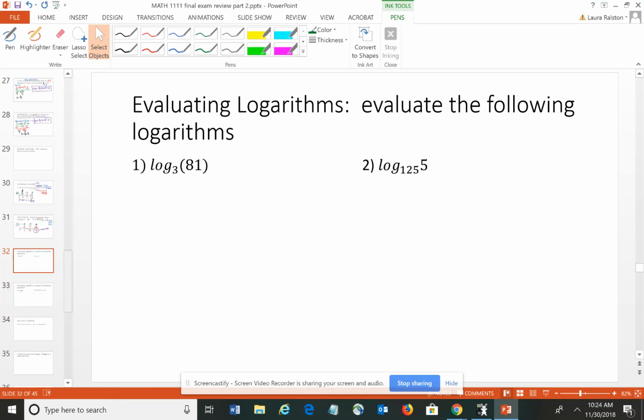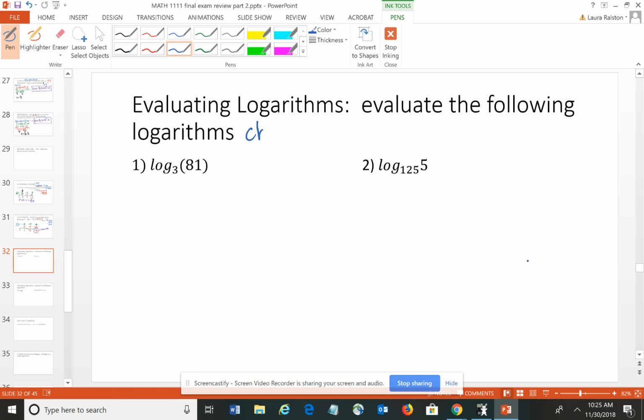We're on the bottom of page 7 of the review. We're looking at evaluating logarithms. And honestly, for these problems, you're going to definitely want to have the calculator handy because you're going to be using what we call the change of base formula. You can do these directly on your calculator. It makes it really simple.